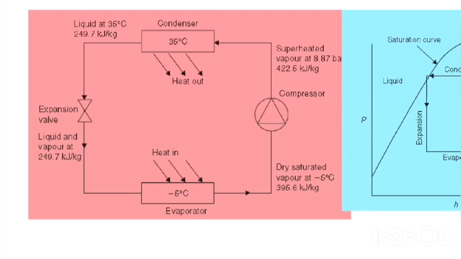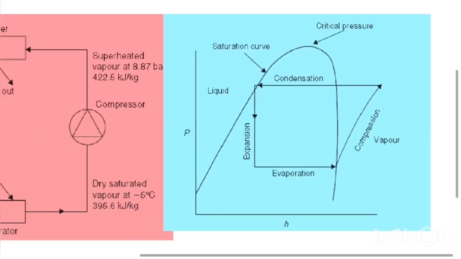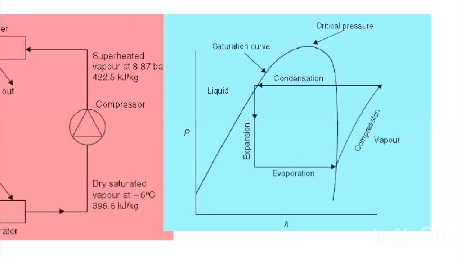In the evaporator it creates the cooling effect. Okay. So if we see the pH diagram here, you can see from the evaporation arrow here the compression which takes place in the compressor, then condensation which takes place in the condenser, then expansion which takes place in the expansion device, then evaporation which takes place in the evaporator. Okay, so this is how the pH diagram looks for the VCRS cycle.